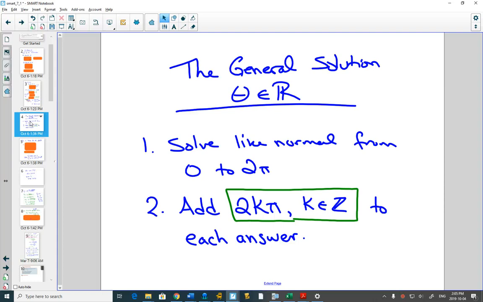So when you do your test on chapter 6, there won't be any general solution questions. All of chapter 6 will say solve between 0 and 2 pi or negative 2 pi and 2 pi. They'll give you a domain. Chapter 7 adds the general solution, but this is the only thing that's new for today. Okay? So questions to try: 5, 6, and 9.